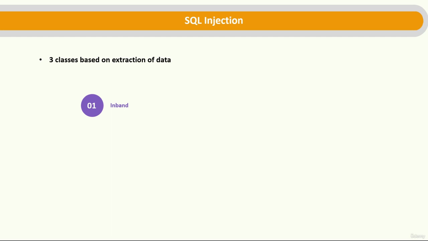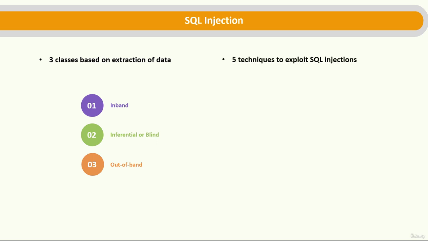In-band. So this is the most straightforward injection attack in which retrieved data is presented directly in a web page. Inferential or blind. So in this type, there's no actual data transfer, but the tester is able to reconstruct the information by sending particular requests and then observing the resulting behavior of the database server. Out of band is data that's retrieved using a different channel, such as an email with the result of the injected code. So now we also have 5 techniques to exploit SQL injections.